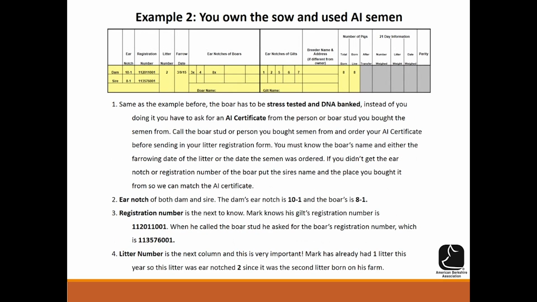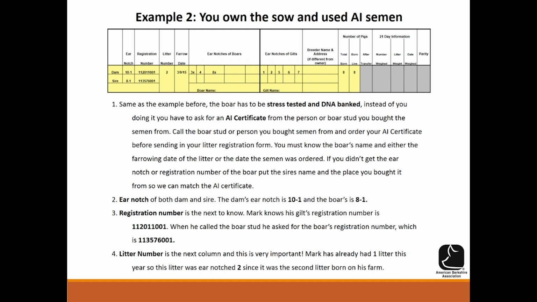Example 2. You own the sow and used AI semen. Same as the example before, the boar has to be stress tested and DNA banked. Instead of you doing it, you have to ask for an AI certificate from the person or boar stud you bought the semen from. Call the boar stud or person you bought semen from and order your AI certificate before sending in your litter registration form.